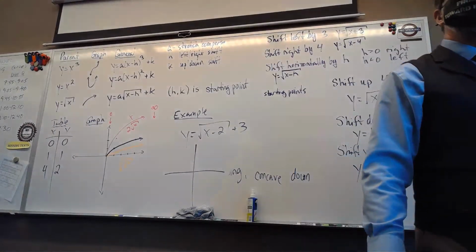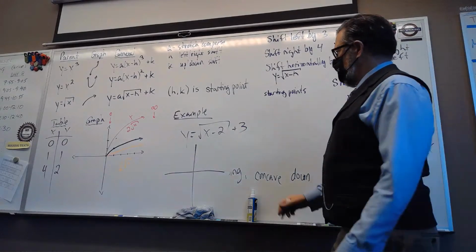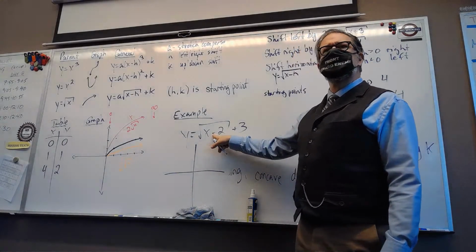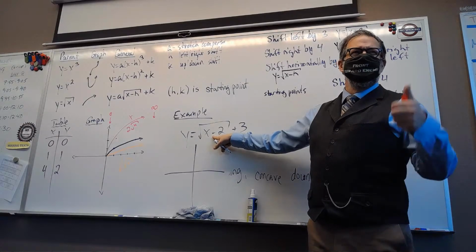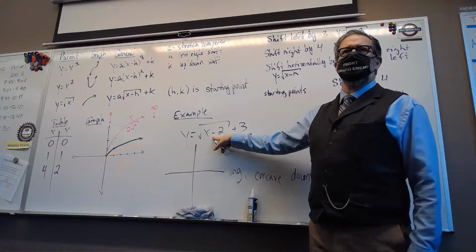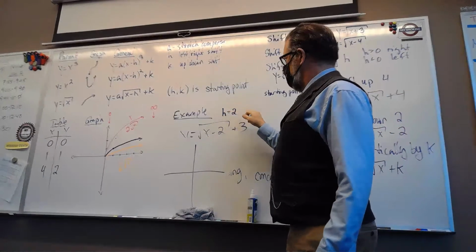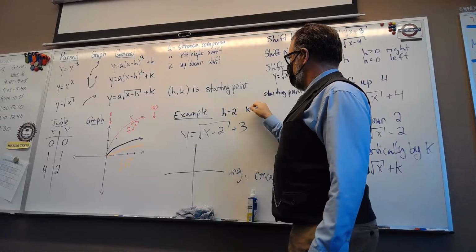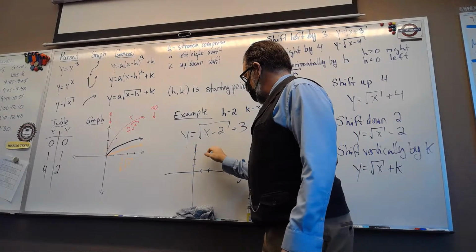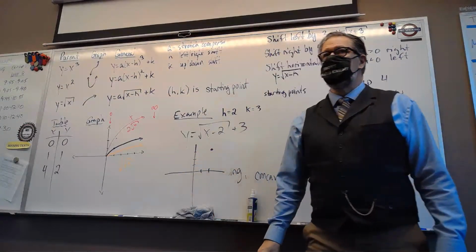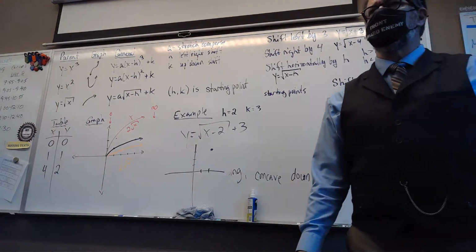Anybody? Volunteer? Avery. Negative 2, comma 3? Which? 2 comma 3, agreed. X minus h: h equals 2, k equals 3. If I go 1, 2, 1, 2, 3, this starts right here. And now, what's the first point for my quick graph?